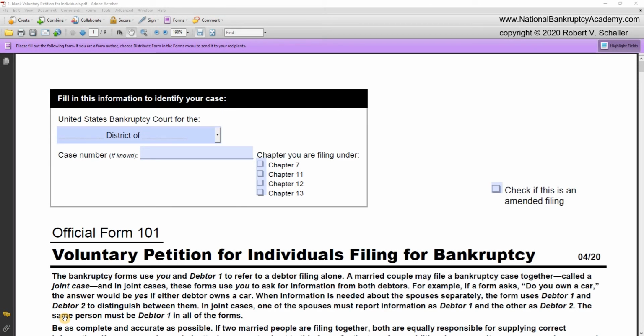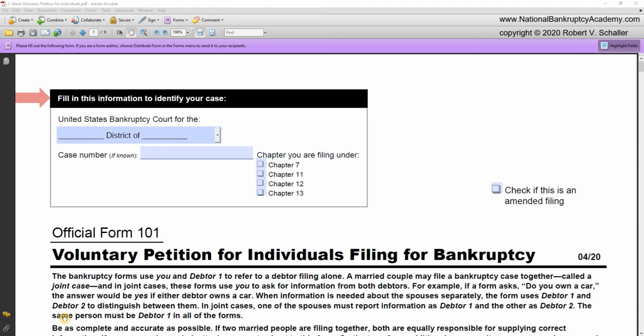Today we're going to be talking about the voluntary petition for individuals filing for bankruptcy, Official Form 101. It's important to note that there are many types of petitions. Today we're only going to focus on the voluntary petition for individuals. At the top of the form, there's a box that says, fill in this information to identify your case.